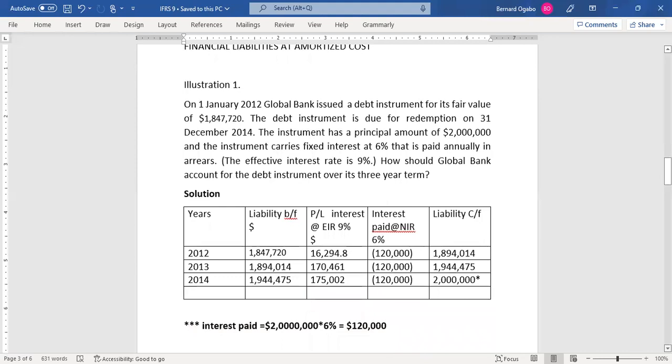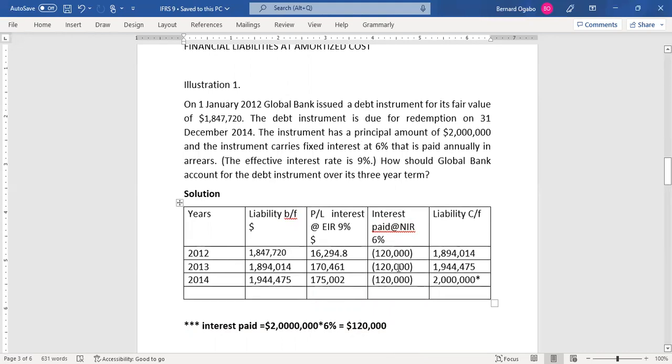Step one, at the beginning of year 2012, which is the first year, I bring forward the fair value of the instrument, which is 1,847,720. The next thing I do is find the interest at the effective interest rate and add it to this instrument. Then I subtract the interest payable.